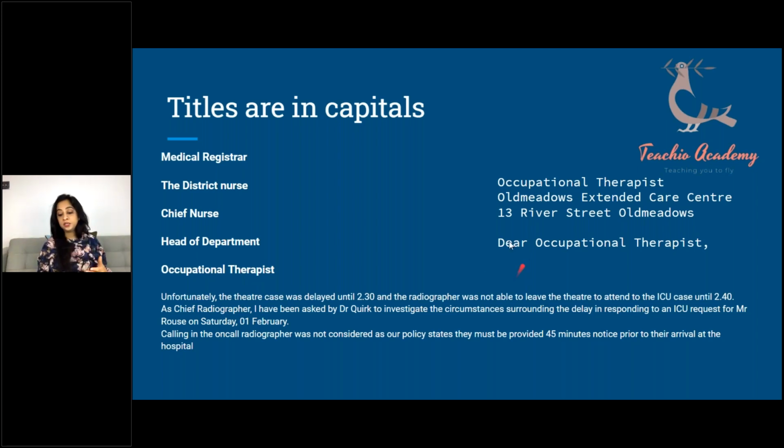But when we're writing to a particular person, starting an OET letter, in that case, it's definitely going to start with capital letters. So a cheat sheet: if you're writing Dear, whatever the person is, start with capital letters. But in the actual body of the letter, if we're just talking about an occupation, for example, the radiographer, the nurse, then in that case, it doesn't have to be capital letters because it's an occupation.